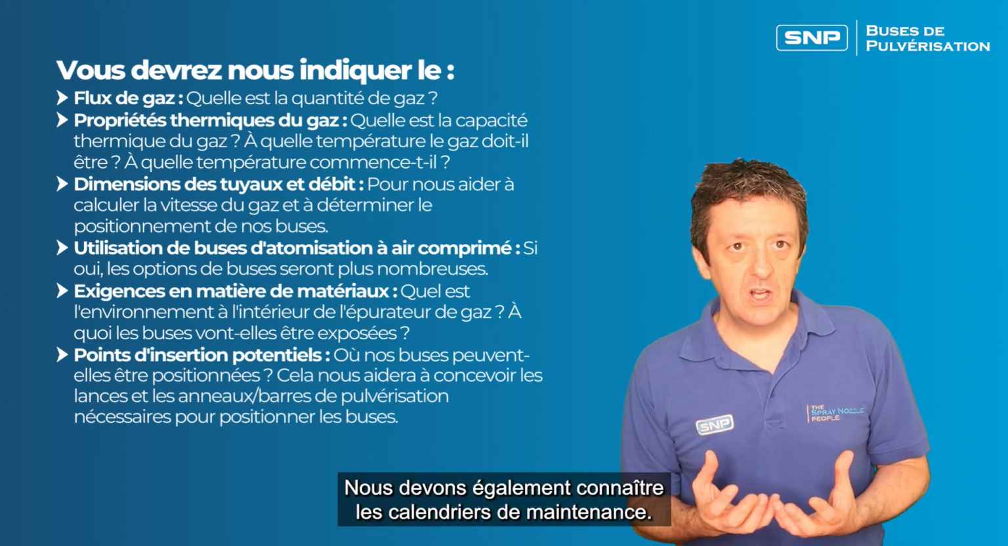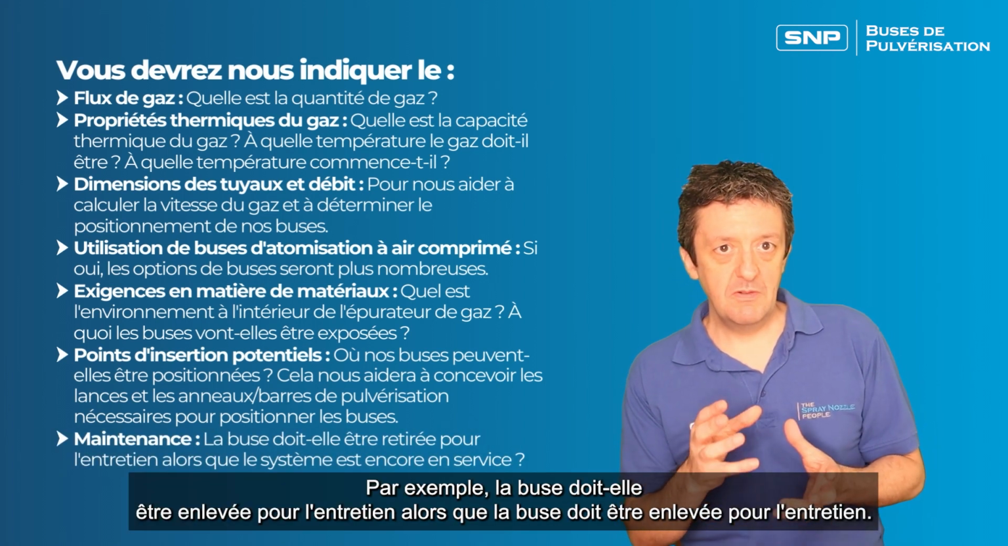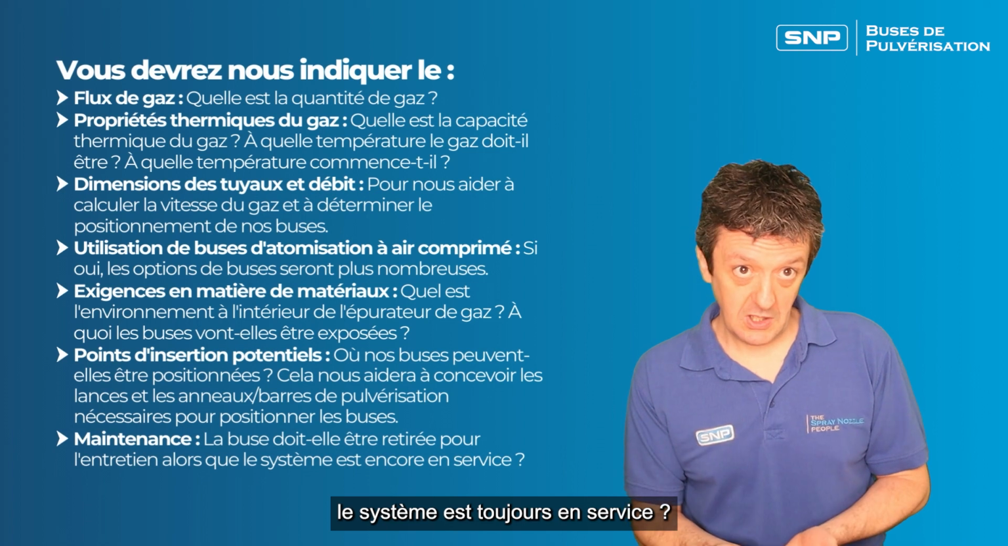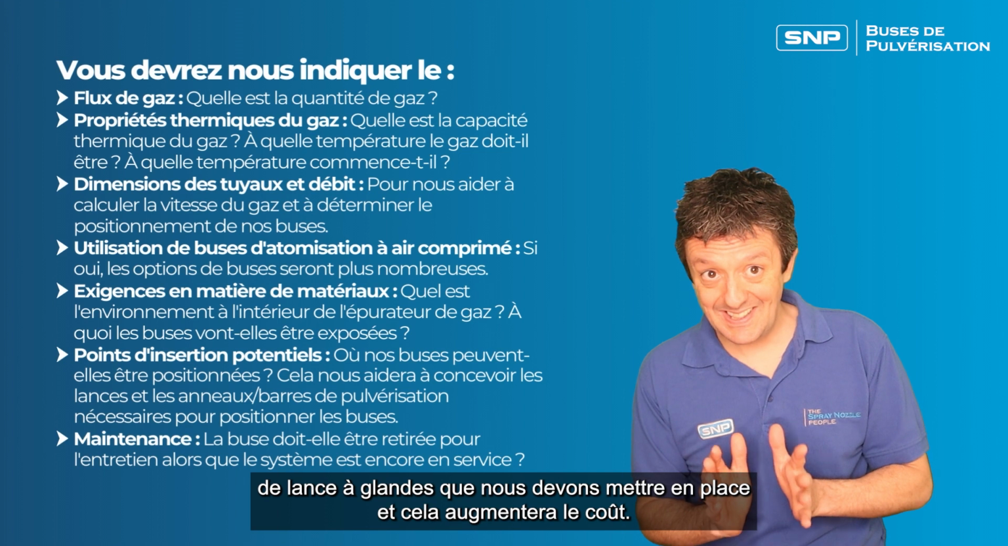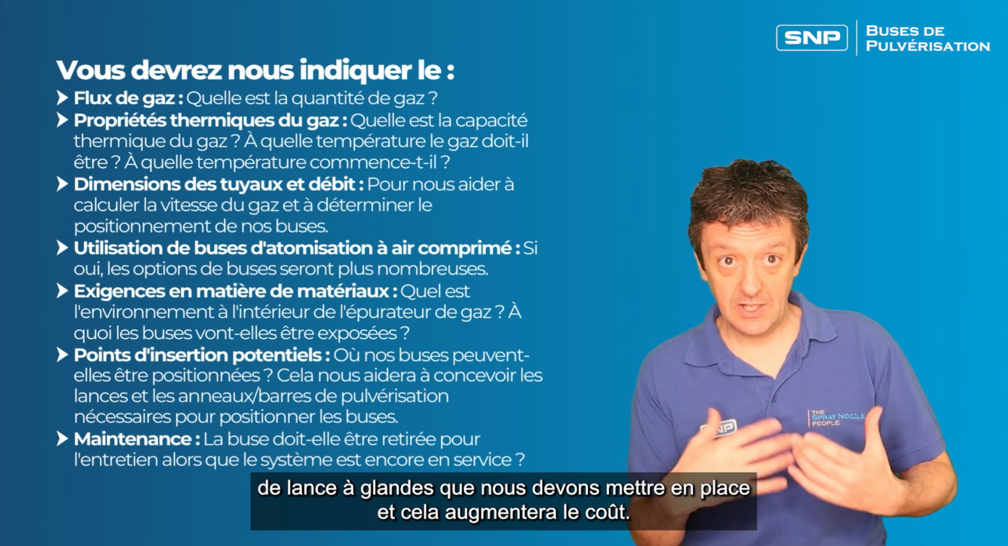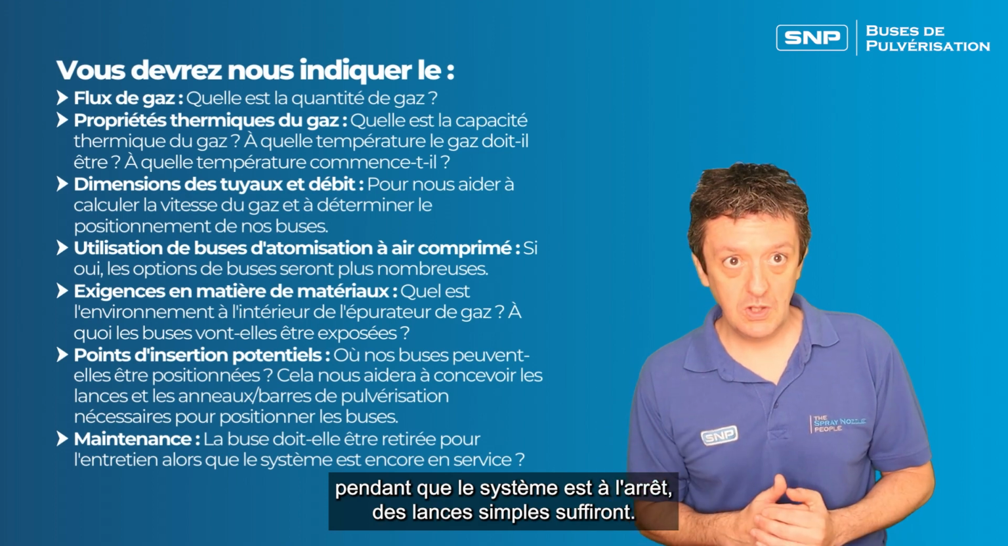And then we also need to know about maintenance schedules. For example, does the nozzle need to be removed for maintenance whilst the system is still live? If that's the case, we need to think about what type of retractable kind of glanded lance that we need to put in there, and that can kind of add to the cost. If the nozzles will only be maintained whilst the system is shut down, then basic simple lances will suffice.